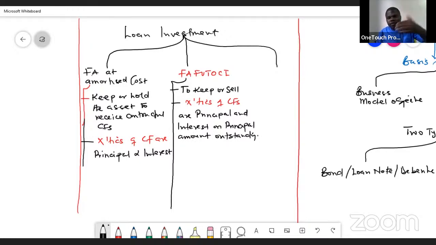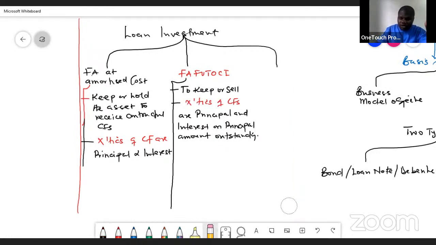Because you intend to sell, we want to know whether you have sold any part during the year. If you have sold any part during the year, then the interest will be based on the remaining carrying amount of the investment.